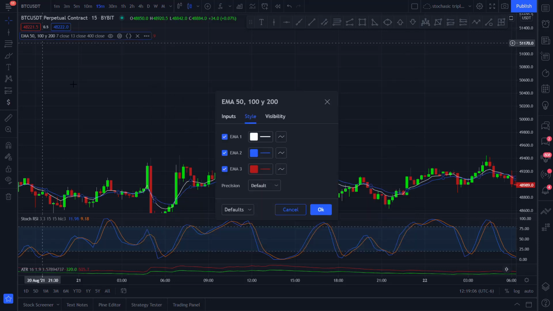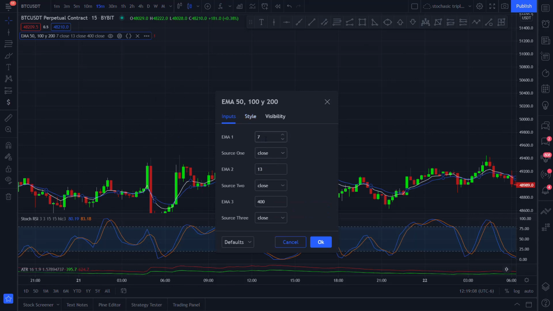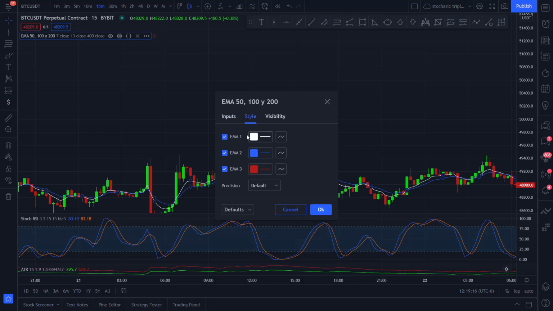For the EMAs, you are going to use the 7 EMA, the 13 EMA, and the 400 EMA, all of them using the close of the price. Here are my color settings too. So the 7 is going to be the white, the 13 is going to be the blue, and the 400 is going to be the red.